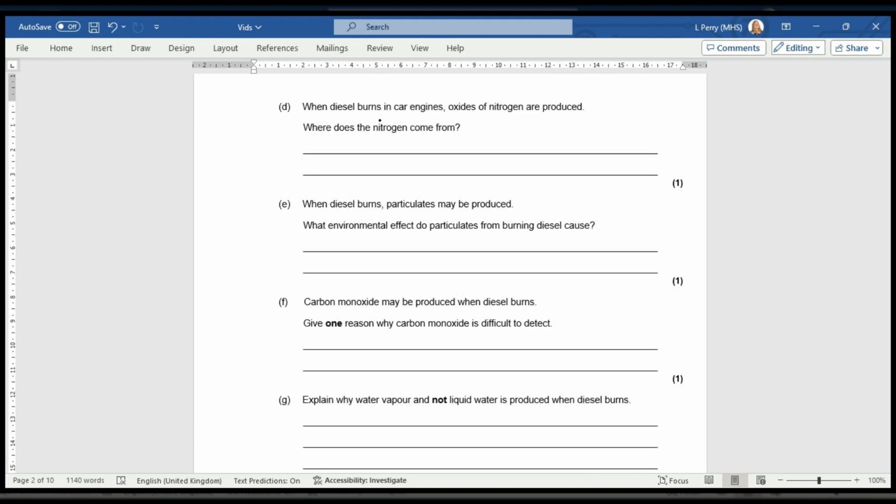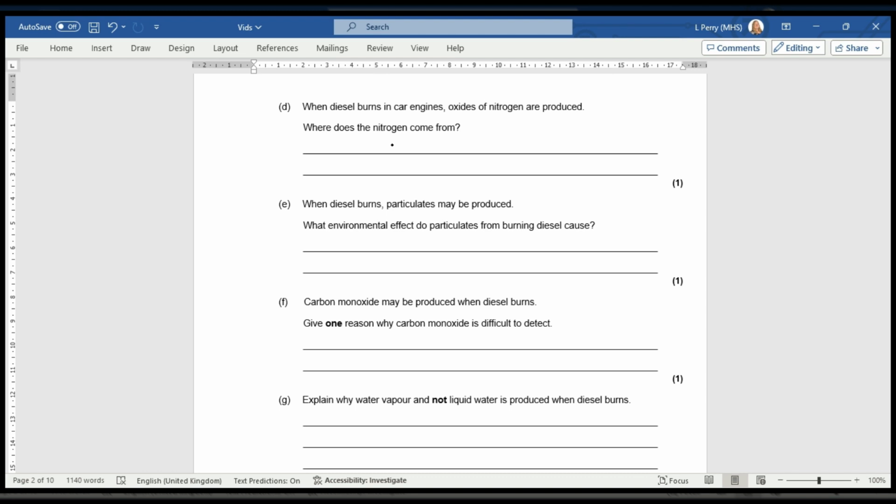When diesel burns in car engines, oxides of nitrogen are produced. Where does the nitrogen come from? Now, I do just know the answer to this, but again, I could have an educated guess if I wasn't sure. I'm burning diesel in a car engine. So it's asking where does the nitrogen come from?